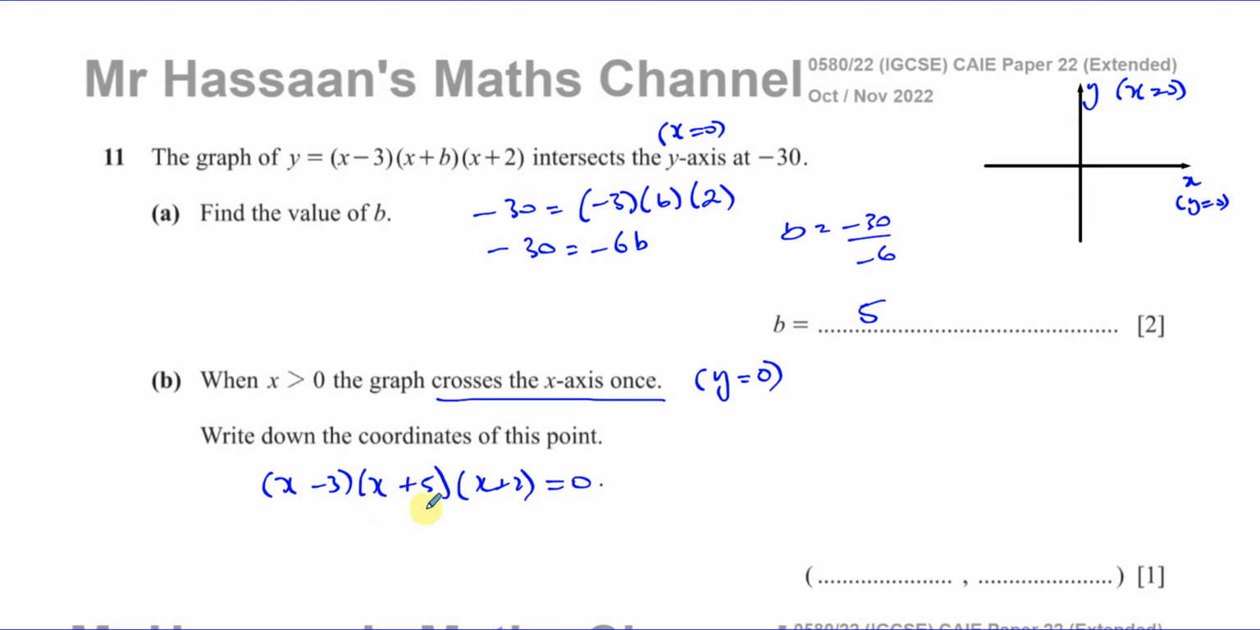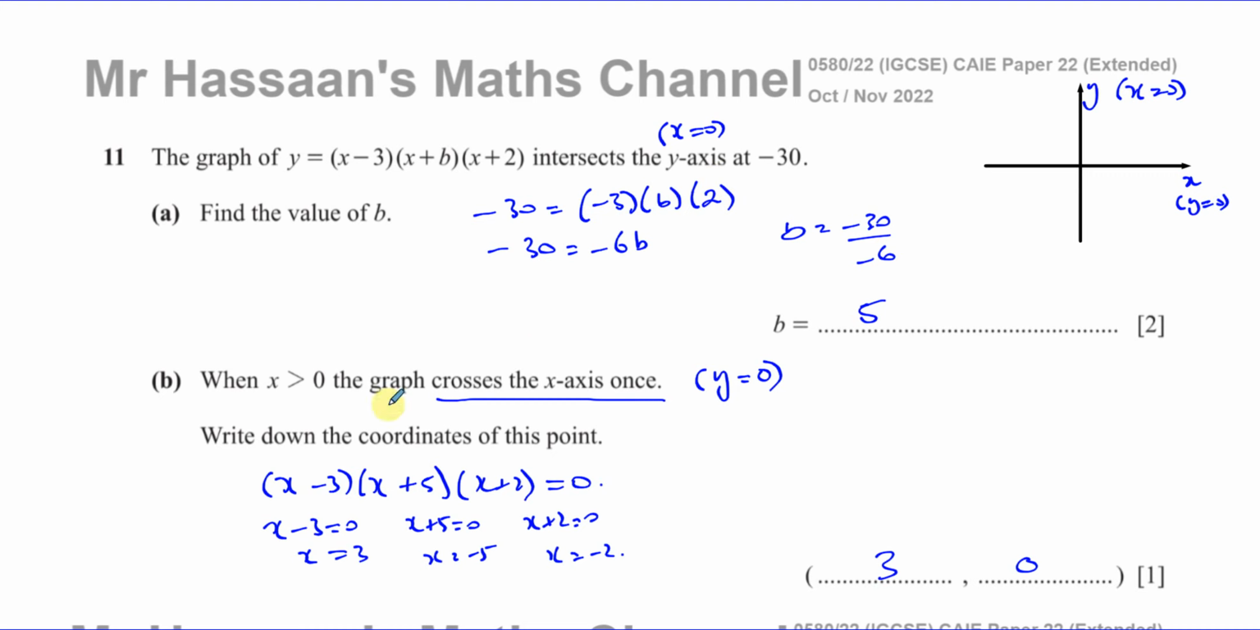Now this equation has 3 solutions. We have the zero product property. We have things multiplied together that give us 0. That means one of them must be 0. So either x minus 3 is 0, in which case x will be 3, or x plus 5 is 0, in which case x will be negative 5, or x plus 2 is 0, in which case x equals negative 2. So x equals 3 is the positive value of x where the graph crosses the x-axis. So the answer here is going to be 3, 0. These other 2 points are negative values of x, where it crosses the x-axis.